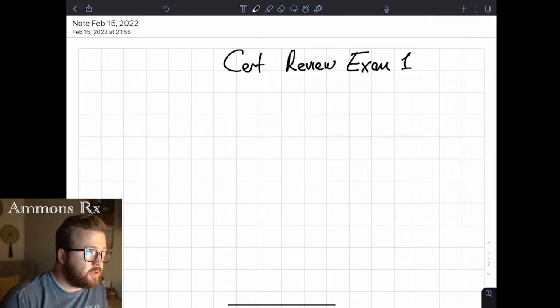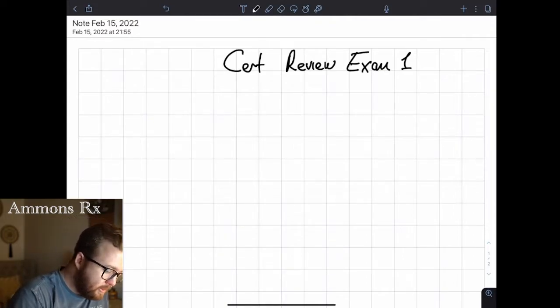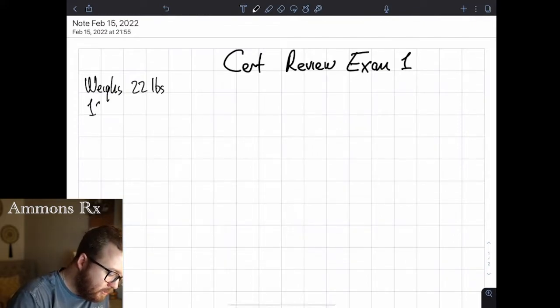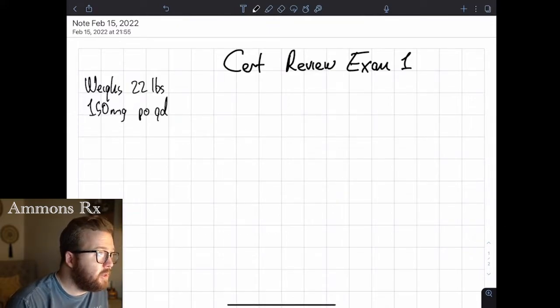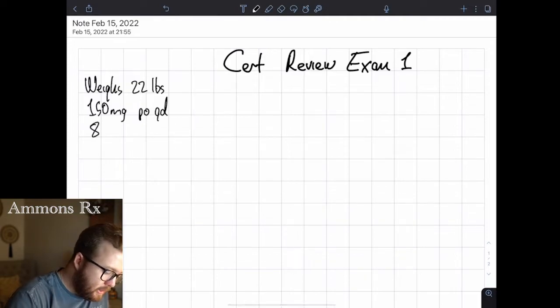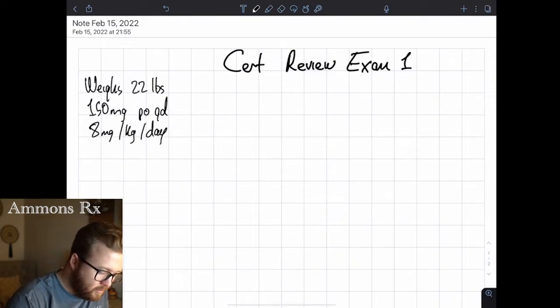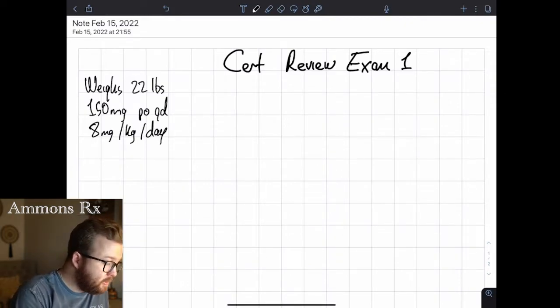Okay. So the first one, it says we have a 14-month-old child weighing 22 pounds. Prescribed cefixime 150 milligrams PO QD. That means by mouth every day. Usual pediatric dose is 8 milligrams per kilogram per day. Is the dose too high, too low, just right?